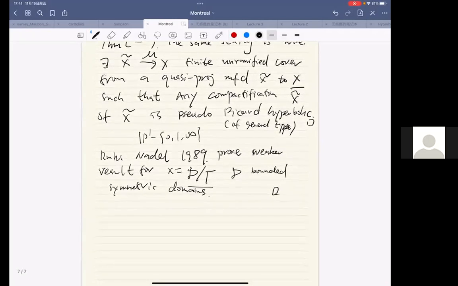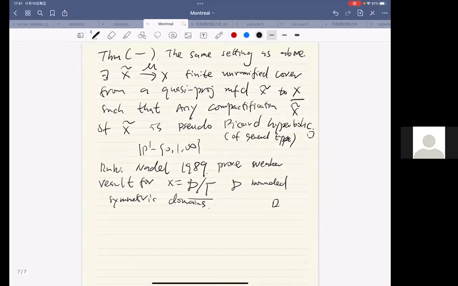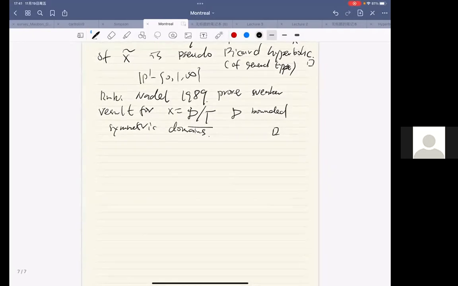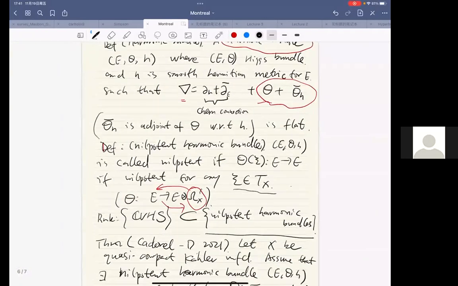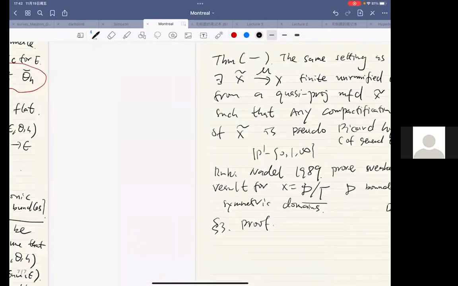Okay, so for the rest of the lecture, I have 15 minutes. I will just explain the idea of the proof. So now I will go to the proof. The proof consists of two parts, and I will mainly discuss this one. Assume that X is a quasi-compact Kähler manifold and there is a nilpotent harmonic bundle such that the Higgs field theta is injective at general points. Then X is pseudo Picard hyperbolic.